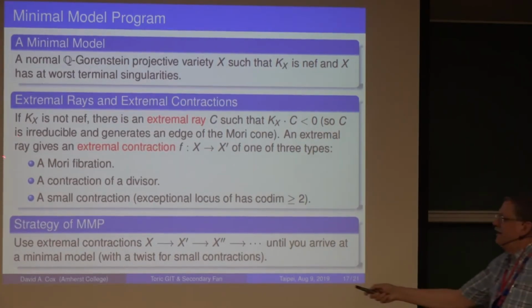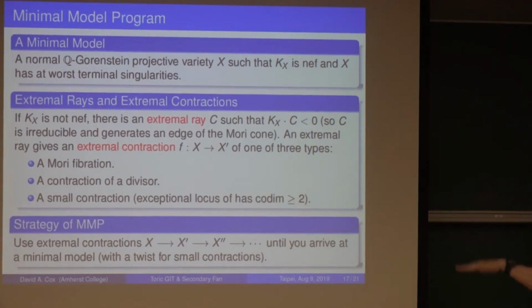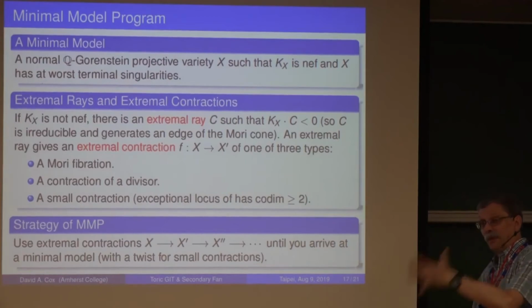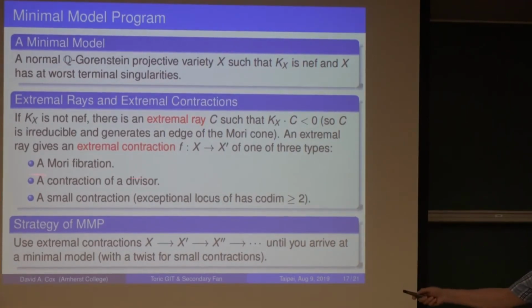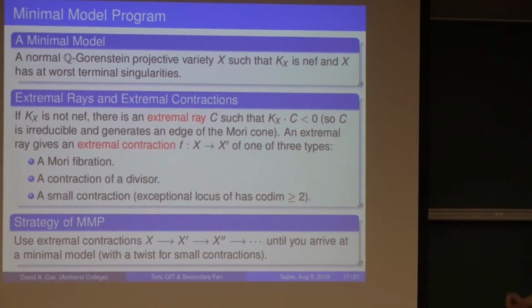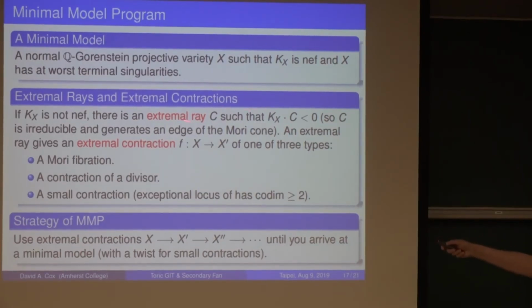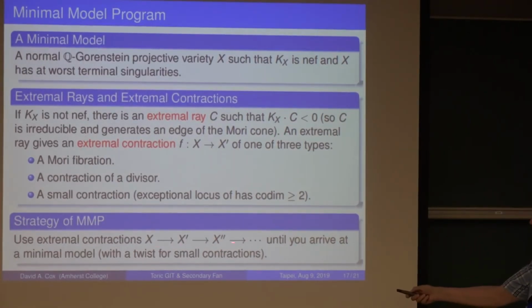And there are various types to go. It might be a Mori fibration, so you actually map to something of lower dimension. It might be a contraction of a divisor, so that's a blow down. And it might be what's called a small contraction, and that's where the exceptional locus has codimension greater than or equal to 2. And very super naively, with one big lie embedded in it, the strategy of the minimal model program is, well, I'm not nef, I have an extremal ray, I use an extremal contraction, and I keep doing that until I arrive at a minimal model.